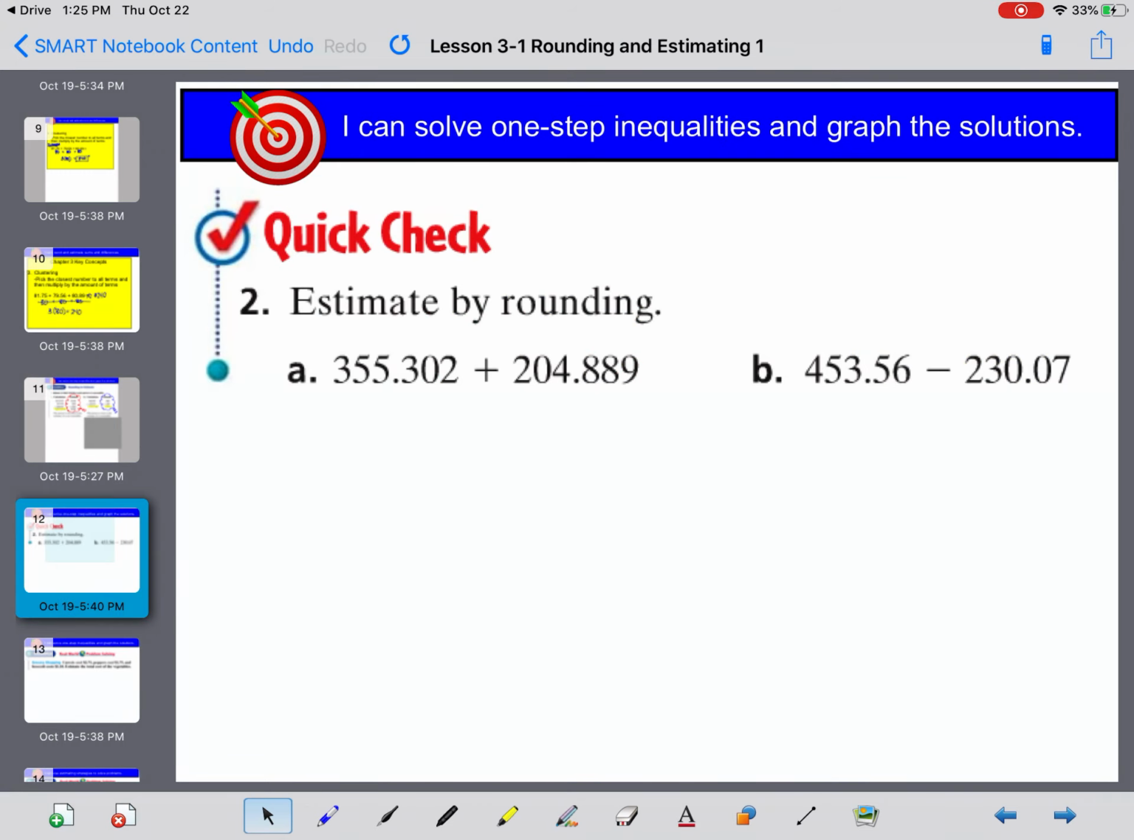Now, you try. We're going to estimate each of these answers, but we're not actually going to solve them. Estimate each of the answers by rounding. Pause the video and come back when you're ready to compare your answer.